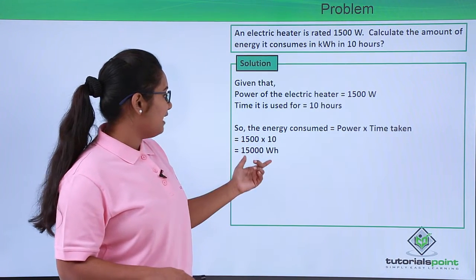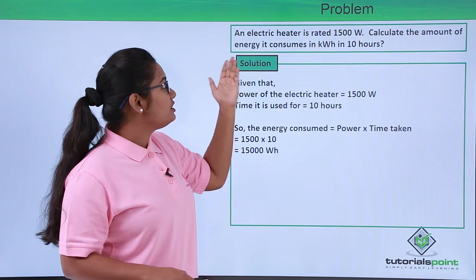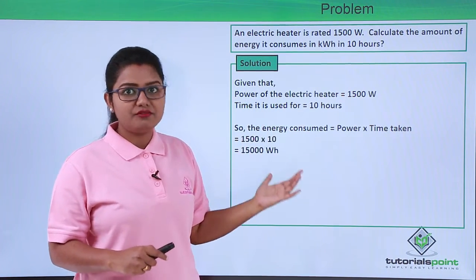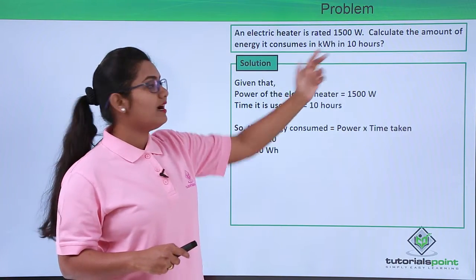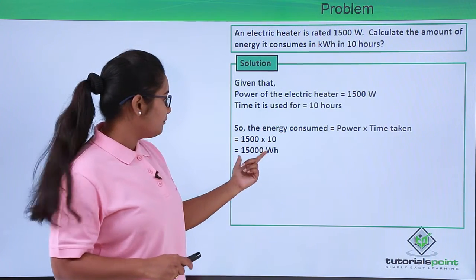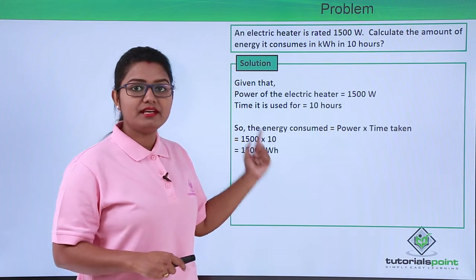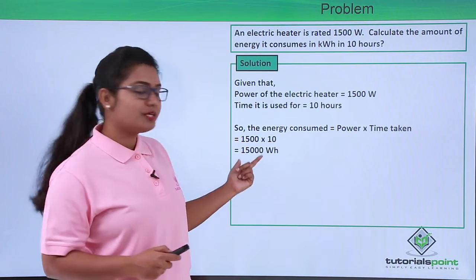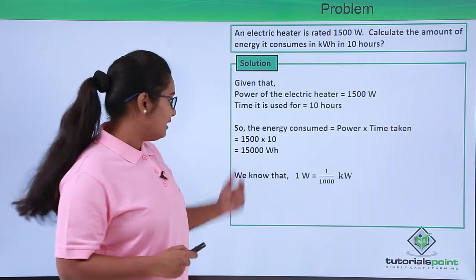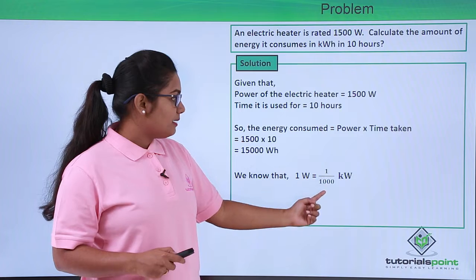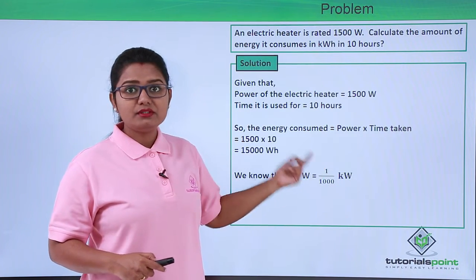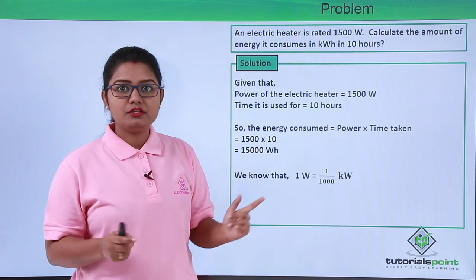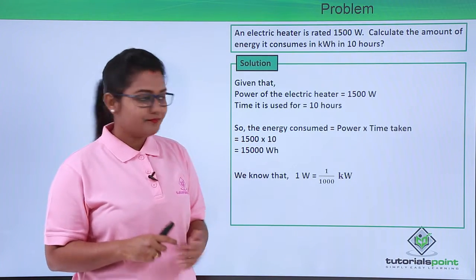But we need to find the amount of energy consumed by this electric heater in terms of the commercial unit of energy, which is kilowatt hour. So we need to convert this 15,000 watt hour into kilowatt hour, and for that we will be using the relationship between watt and kilowatt, and that is 1 watt equals 1 by 1000 kilowatts. Now we know that 1 kilowatt equals 1000 watts, so 1 watt will be equal to 1 by 1000 kilowatts.